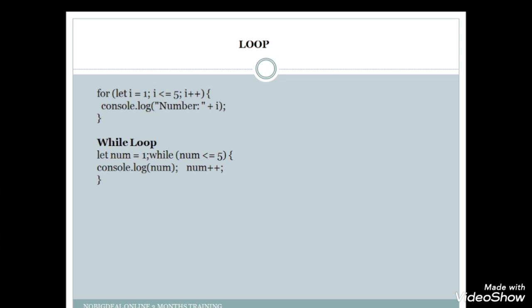So let me just explain the one that is on the screen. This particular code will help you to loop from 1 to 5. So that is what they want the person to do. Let I equal to 1, that means you should start the looping from 1. Then the condition is asking you that if I is less than or equal to 5, then iterate. So iterate is I plus plus.